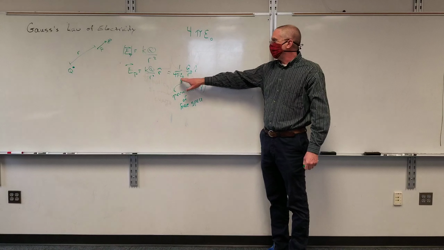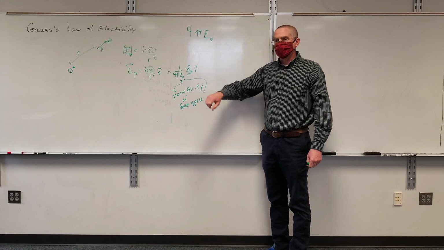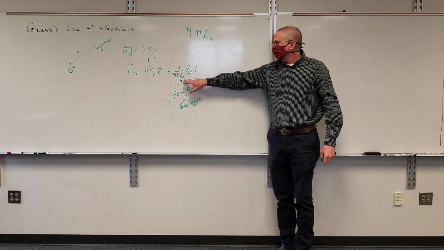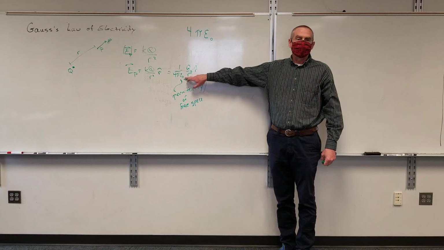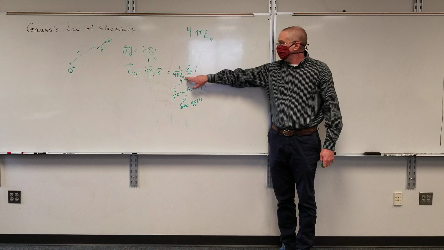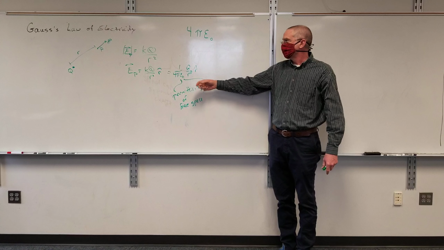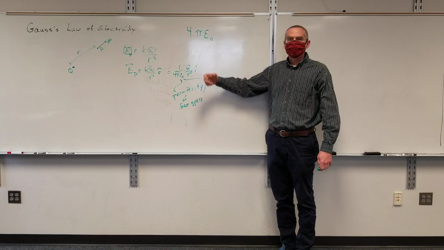Now, the advantage of this format is that if you are not in free space, if you actually have a piece of paper there, then the 0 drops away, and now it would be 1 over 4 pi epsilon sub paper times q over r squared r hat.